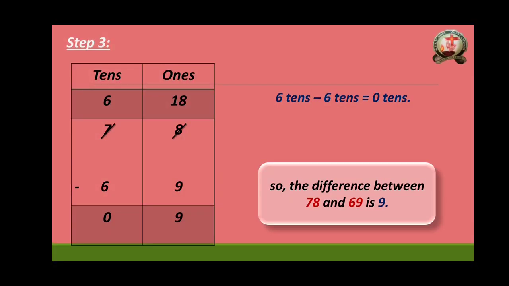After this, the third step is we have to subtract in the tens column, right? See here in the tens column we have 6 minus 6. Do you remember, children, in subtraction we saw 3 conditions. On that, a number minus the same number is equal to what? Do you remember? Yes, a number minus the same number is equal to 0, right? That is what we are seeing here. In the tens column we have 6 tens minus 6 tens, that will give 0 tens because it is the same number. So the difference between 78 and 69 is 9. Are you all clear? Okay.